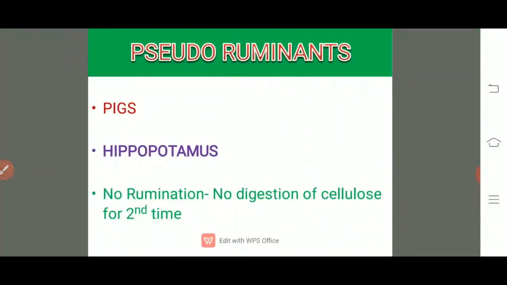Come to the pseudo-ruminants. The best examples of pseudo-ruminants are pigs and hippopotamus. Now, in this, the stomach is divided into many chambers, and they have microorganisms in the first chamber, but they are unable to remasticate the food material. They never regurgitate the food material, so the cellulose is not digested for the second time. Right? Due to the absence of rumination, they are unable to digest the cellulose for the second time. This is about the pseudo-ruminants.